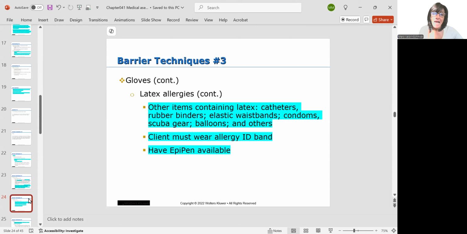Okay. And think about latex. Latex is in a lot. It's in catheters, it's in binders, it's in elastic waistbands, condoms, balloons, right? So there's a lot of latex all over the place.